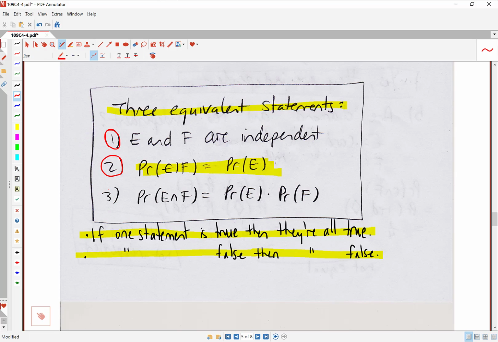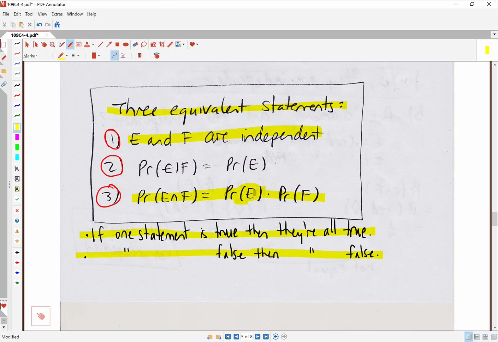Okay, and then a third equivalent statement that means exactly the same thing as statements 1 and 2: the probability of E and F is equal to the probability of E times the probability of F. So this is essentially the multiplication principle for probabilities. This will be true if E and F are independent. So let's just think about items 1 and 3 here. If we know that E and F are independent, and we ask, what's the likelihood of E and F occurring? We could say, let's just calculate the likelihood that E occurs, and then we'll multiply it by the likelihood that F occurs.